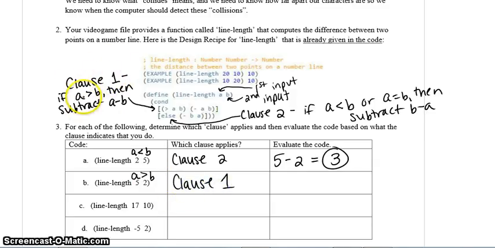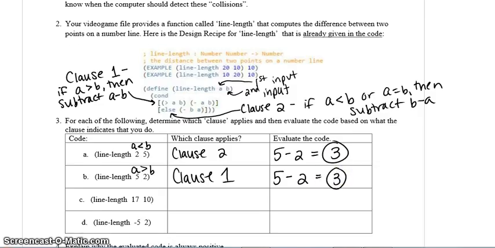And what we're asked to do if clause 1 applies is subtract A minus B. The first input minus the second input: 5 minus 2, which of course is still 3. So I'd like you to pause the video now and try C and D on your own.